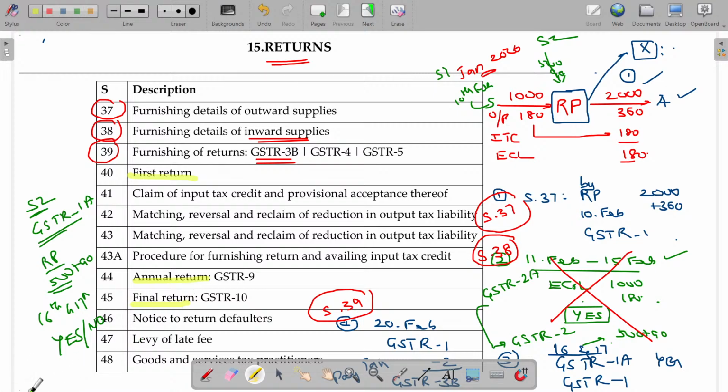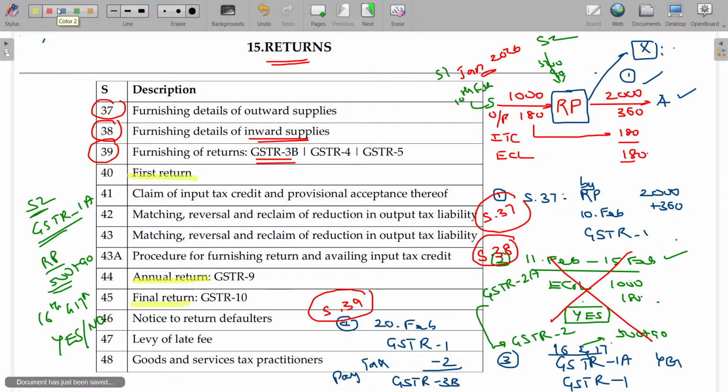Final return. Once you cancel the registration, finally you have to submit it, where an extra column will be there for raw material stock, work in progress and finished goods. So you are submitting full details, to refund that amount. Is that clear? So only these sections are mandatory.